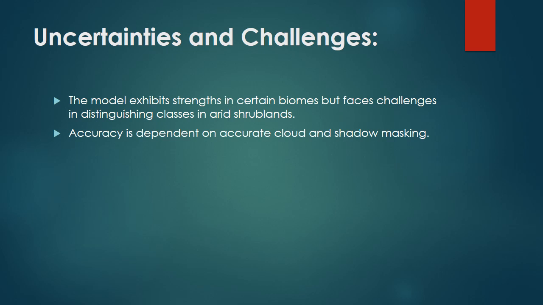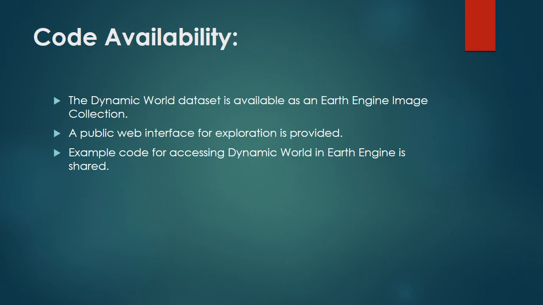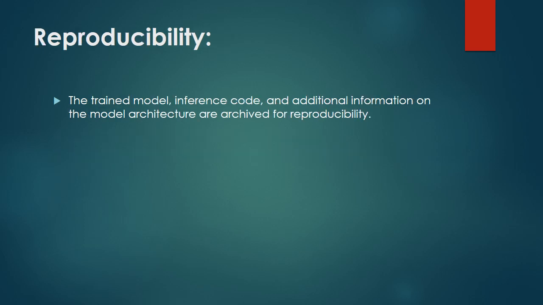Of course, they had some challenges and uncertainties in developing the existing model. Just like I've said, distinguishing the different biomes, the shrublands and the crops, and then remember the aspect of clouds covering the vegetation. Well, the dataset is available as an Earth Engine image collection. But accessing the Dynamic World dataset has actually been a challenge for us, so as a group, we are relying on other datasets for this. The training model, inference code, and additional information on the images are archived for reproducibility.